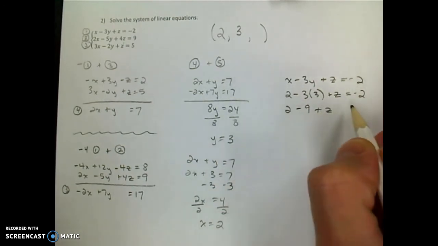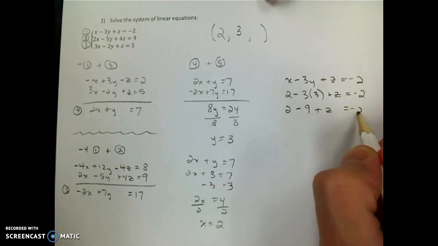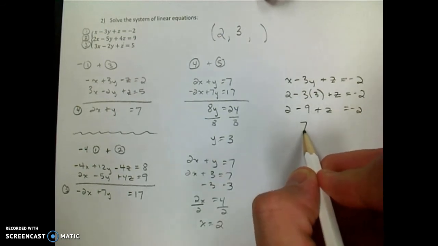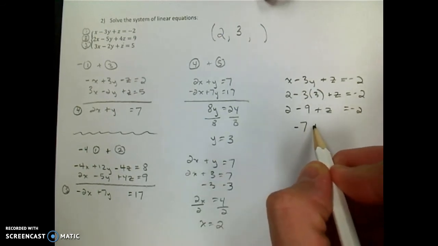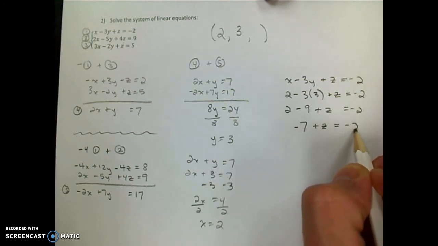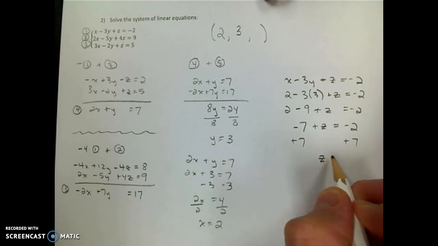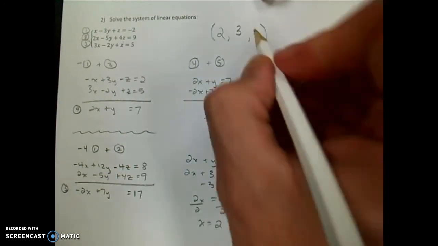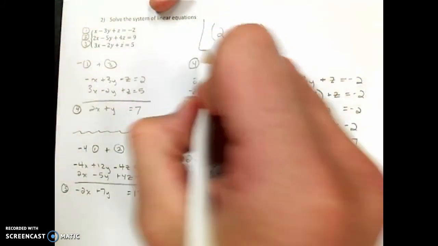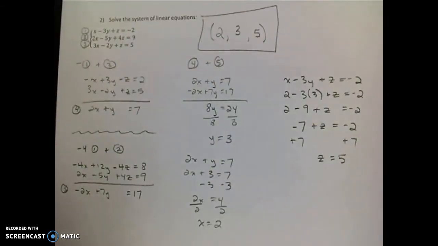So I have 2 minus 9 plus z equals negative 2. 2 minus 9 is negative 7. And let's add 7 to both sides. And I find that z is equal to 5. So my ordered triple that's the solution to this system of linear equations is the ordered triple x equals 2, y equals 3, z equals 5.